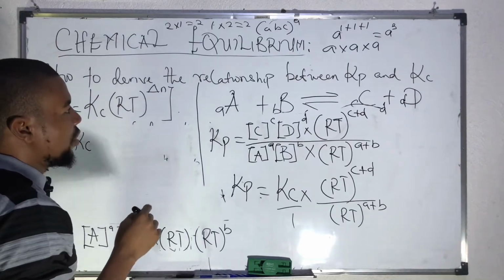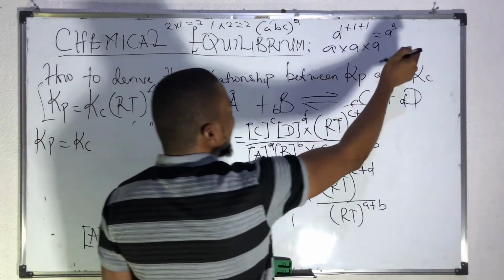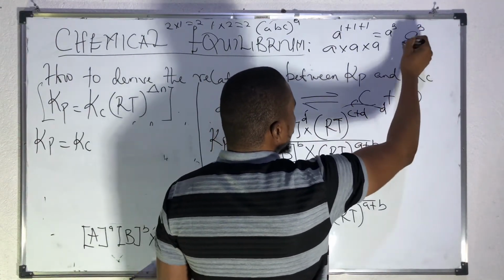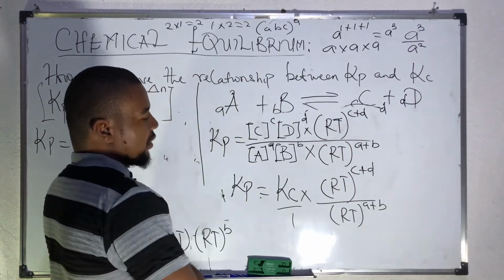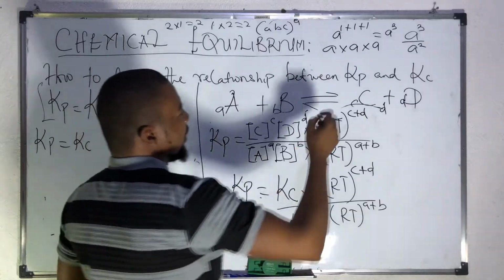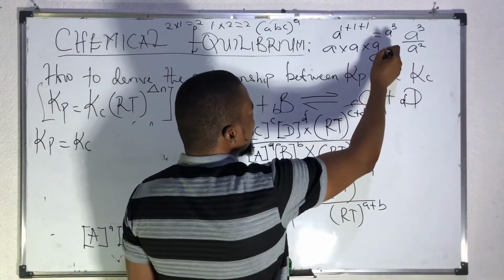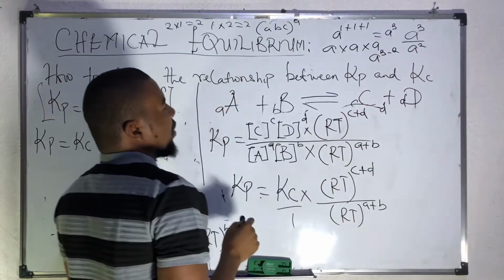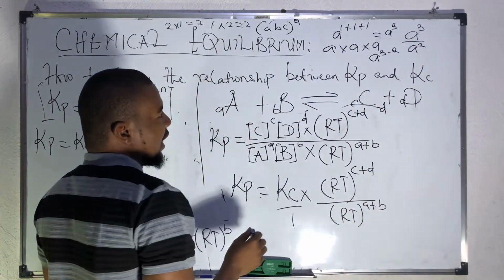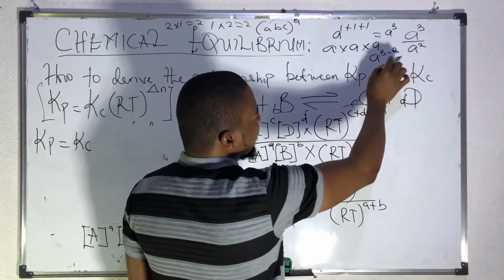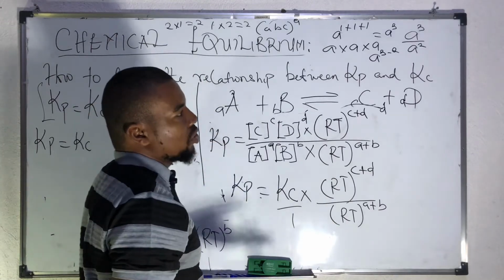Now, the next thing that we're going to do is to recall that if you have like bases, for example, A cubed over A squared, based on the laws of exponents, when two like bases are dividing, you simply subtract their powers. A and A are like bases, just like RT and RT are like bases. That's according to the laws of exponents.